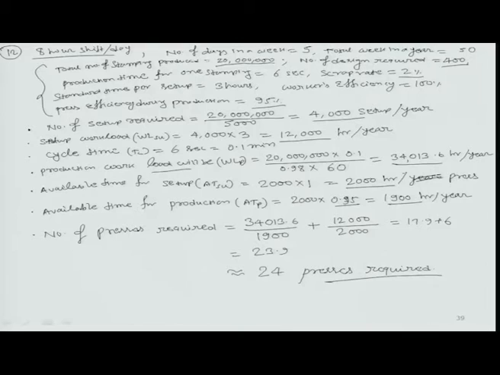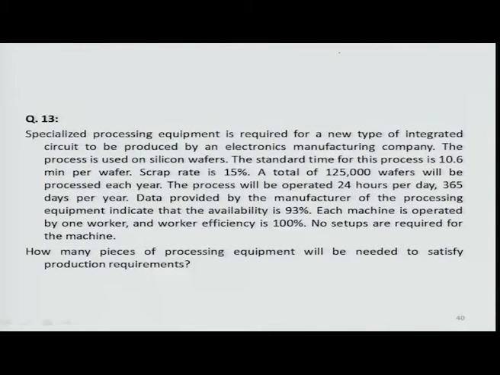Okay. Now we are moving to the next question. The problem says that specialized processing equipment is required for a new type of integrated circuit to be produced by an electronics manufacturing company. The process is used on silicon wafers. The standard time for this process is 10.6 minutes per wafer.